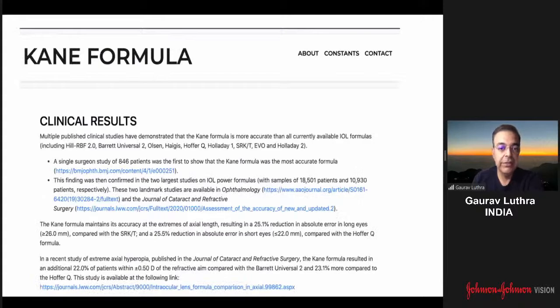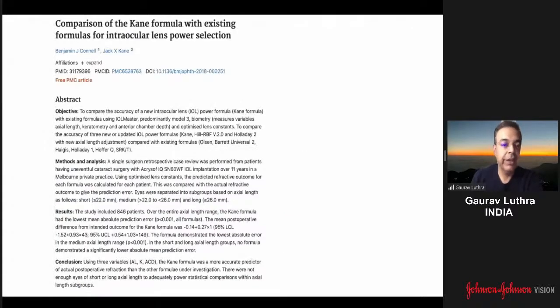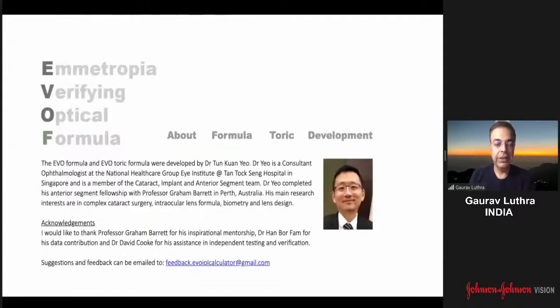There have been studies which have shown big advantages of using the Kane formula over the others. This was one of the studies which I could find. It concluded that using 3 variables, the axial length, the keratometry, and the AC depth, the Kane formula was a more accurate predictor of actual post-op refraction than the other formulae, where they compared it to the Hill RBF 2, the Holladay 2, the Olsen, the Barrett Universal 2, the Haigis, the Holladay 1, Hoffer Q, and the SRK/T. Now, of course, different studies might come up with different results, but this was one of the studies which showed up.